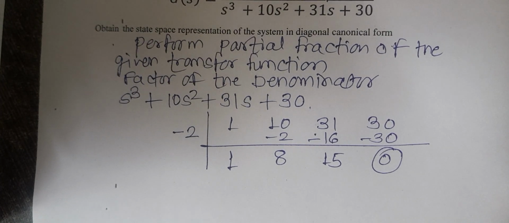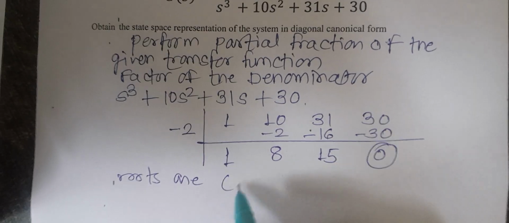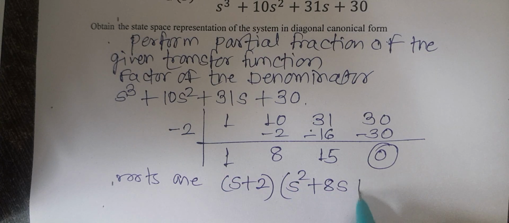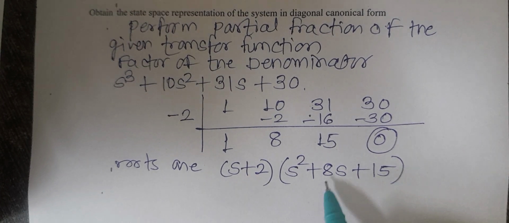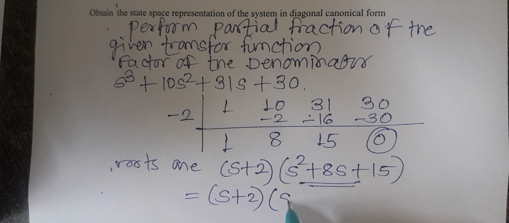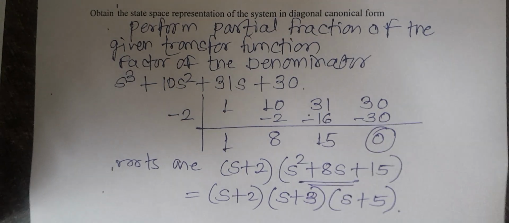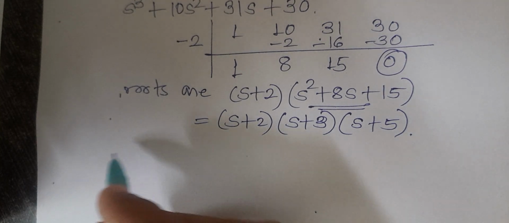So the factors are s plus 2 and s square plus 8s plus 15. Again we can find the roots of this: s plus 3 and s plus 5. So these are the factors of the denominator. Now partial fraction expansion.